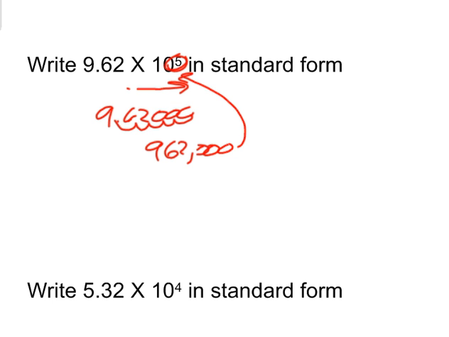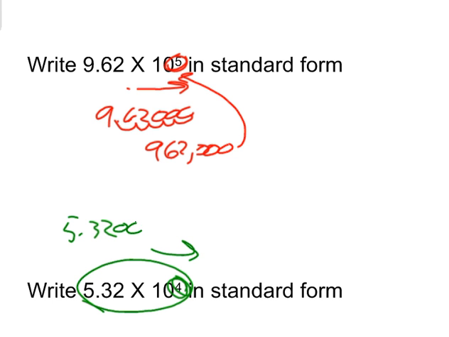If we look at this number here at the bottom, it's 5.32 times 10 to the 4th. So it's 5.32, and I'm going to move it to the right 4 places because it's positive. 1 place, 2, 3, 4 places. So it's 53,200.